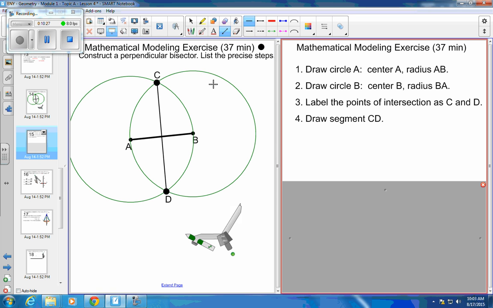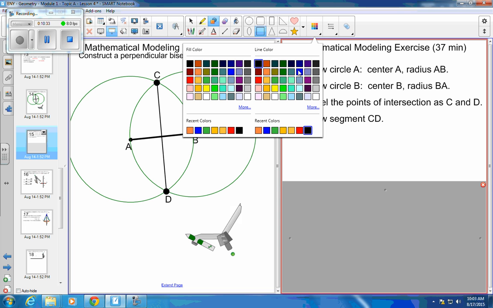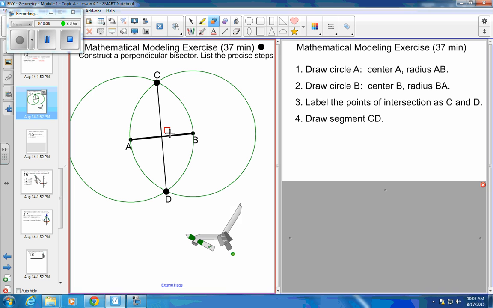And that is the last step. This is now a perpendicular bisector. If I put a little square in the corner, you'll see that this does in fact line up. Okay, so that is a right angle right there.